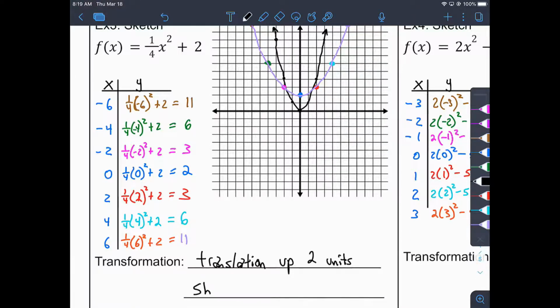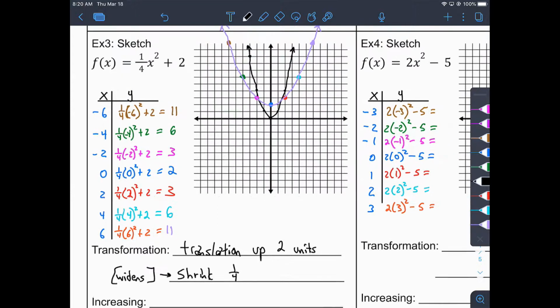So it's a shrink. When it widens, it's called a shrink. And how much did it shrink? Well, 1/4. And I'm going to put in parentheses, widens. That's what shrink means. It widens. It's not like what we're going to see in the next example, where it narrows. We have a 2 in the next example. This one widened, and widening is always a shrink. And how much does it shrink? Well, it shrinks based on the a value. So let's do one more.